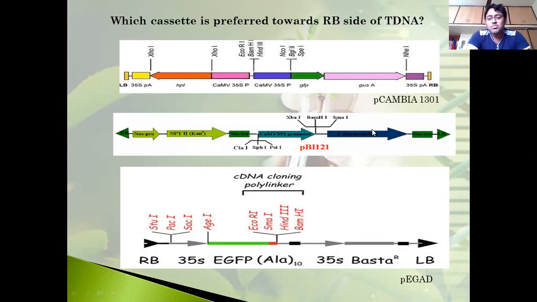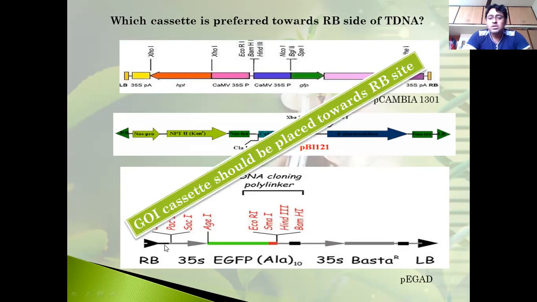For this, some companies have developed a system where, in case of the pKM BR 1304, in case of the pIGAD, you can find that the gene expression cassette will be placed towards the right border region. So it is better if you choose a vector where, towards the right border side, your gene of interest cassette will be placed.